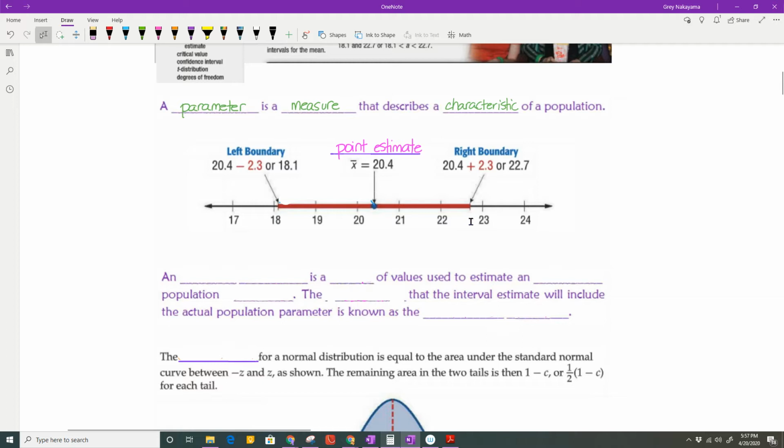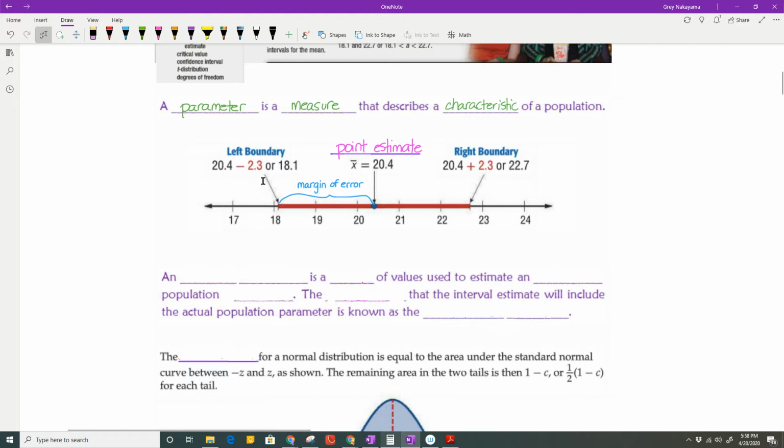Okay, the distance between the point estimate and a boundary is your margin of error. Okay, so you can see that the point estimate generally is going to be our mean in all of these cases. Okay, and we're going to have a left boundary, which we get by taking the mean, okay, and subtracting this distance here, which is our margin of error. And there's a formula for it, but again, I'm going to show you how to do it easily.